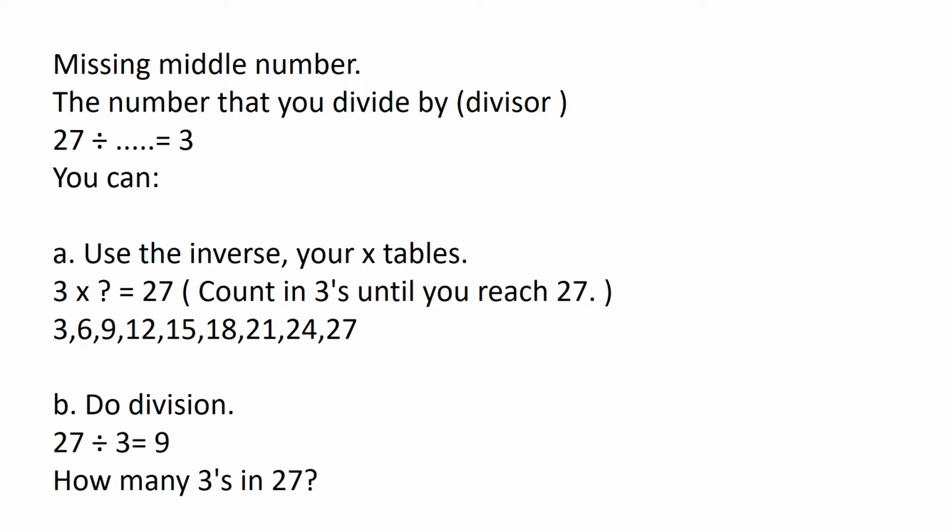Some of you may know your tables well enough that you can just instantly record the answer, and that's brilliant, well done. The other way of doing it is to do a division. So 27 divided by 3 means we have to work out how many 3s are in 27. So again, you're using your tables, and we've already seen that the answer is 9. So 27 divided by 9 equals 3.